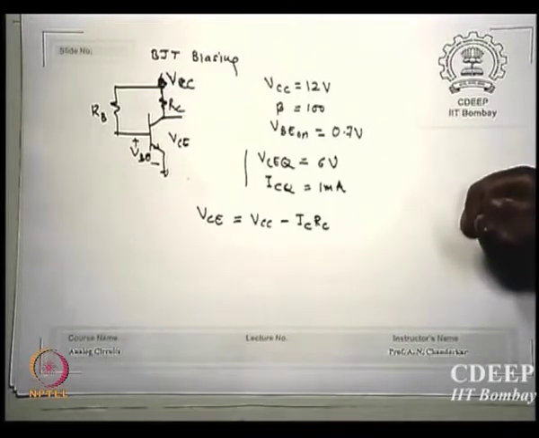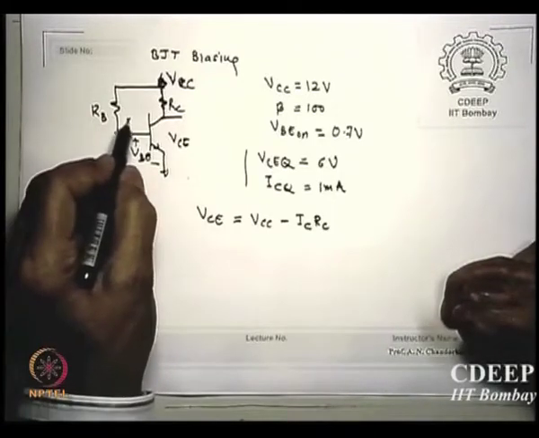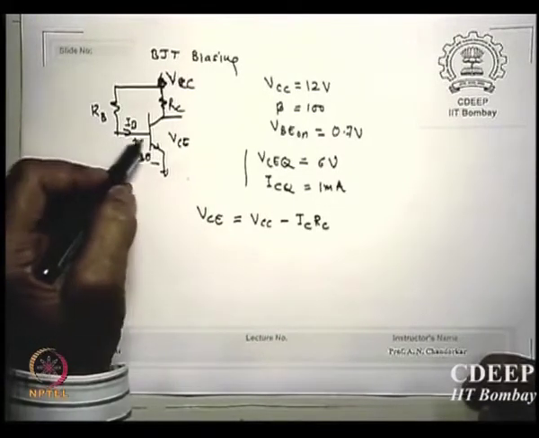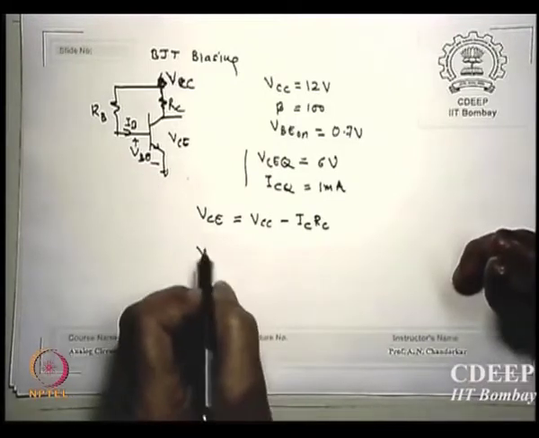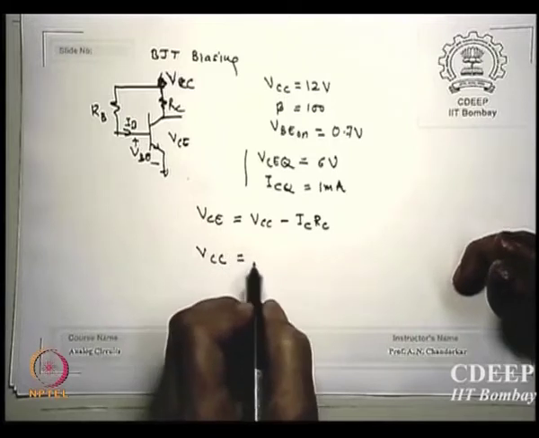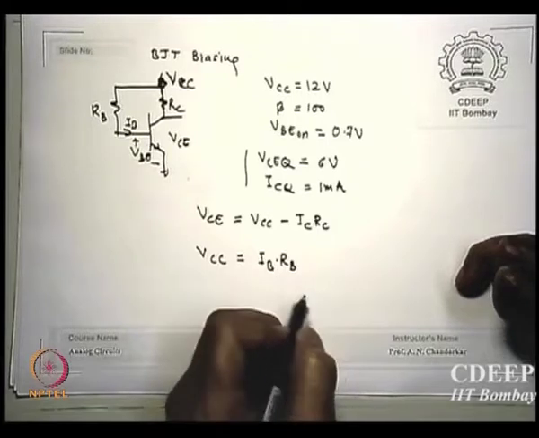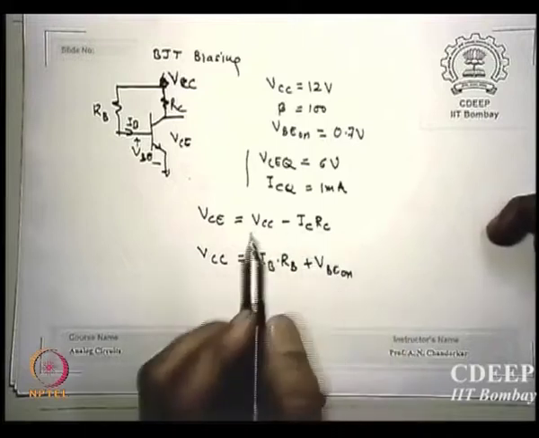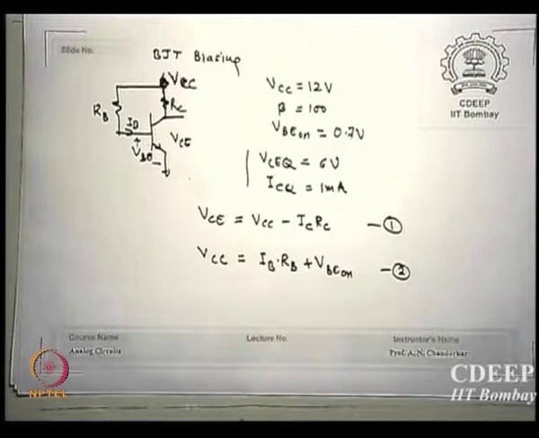We can also say, from this side, let us say the current in this is IB. Tell me what is the mesh you are getting from VCC through IB to the ground. So anyone can give me another equation: VCC equals IB into RB plus VB on. So I have one equation here, I have a second equation here. Is that clear?